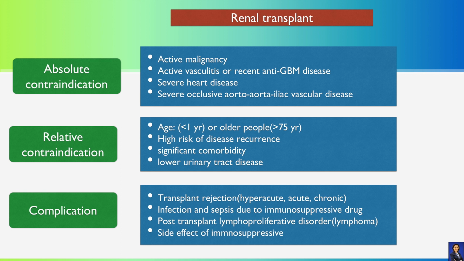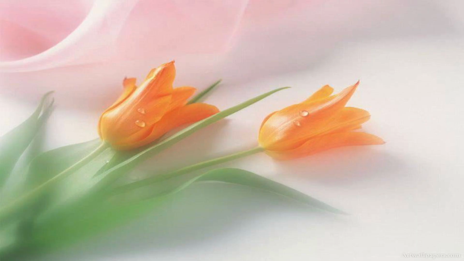Renal transplant. There are some absolute and relative contraindications. If the patient has an active malignancy, active vasculitis, severe heart disease, or is of very old age, these will be relative contraindications. Complications of renal transplant can be complications from the renal transplant itself or complications from the medications, immunosuppressants. Thank you very much.